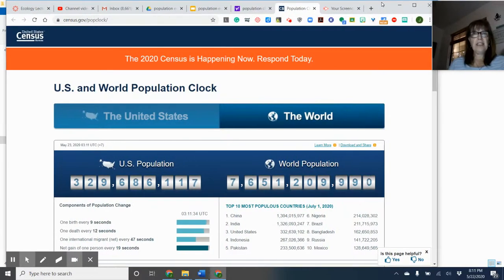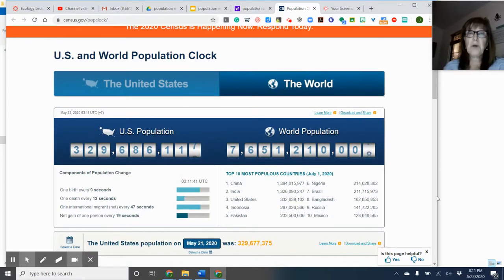that at this point in time, look at where our world population stands. It's at 7.6. Here are our 10 most populous countries right here. And these are countries that are still experiencing a greater birth rate than death rate. If we look over to the left, we'll see the population of the United States. We see that every 9 seconds, we have one new little baby born. We have a death approximately every 12 seconds, which shows us that we have more individuals coming into the population than leaving the population. We have one international migrant every 7 seconds, and we have a net gain of one person every 19 seconds, which is phenomenal.